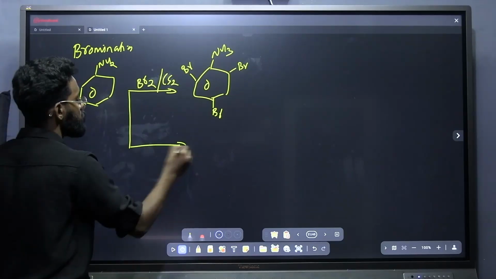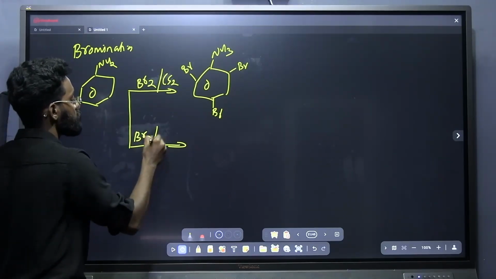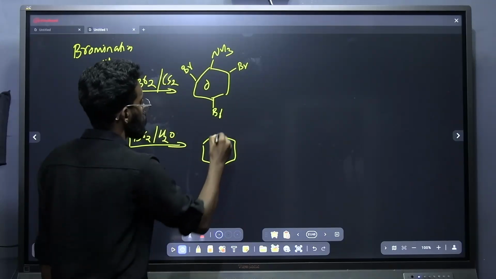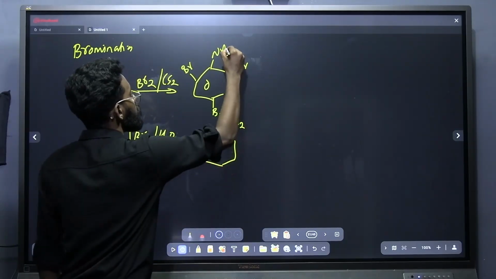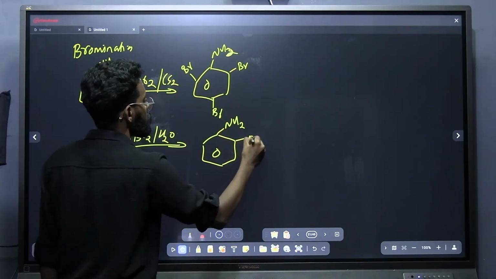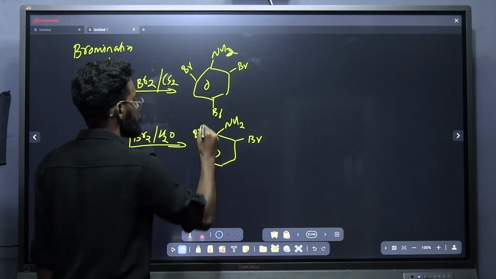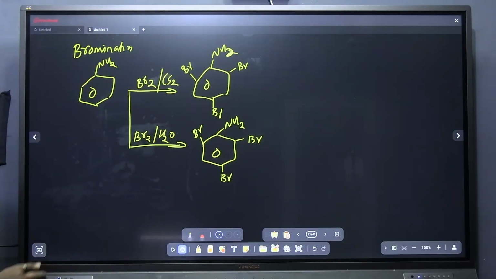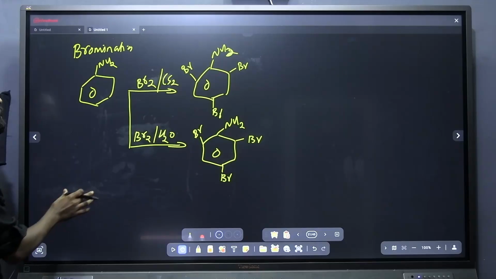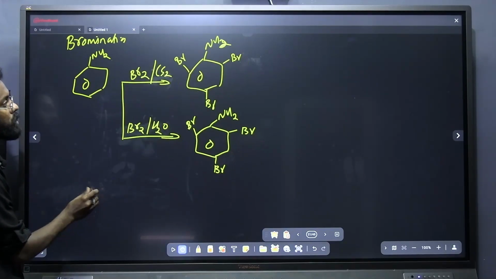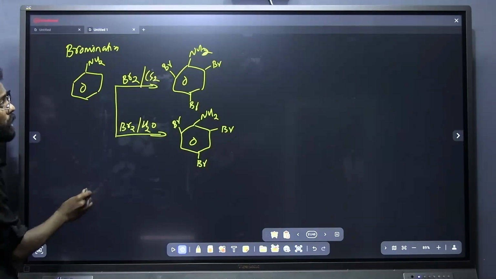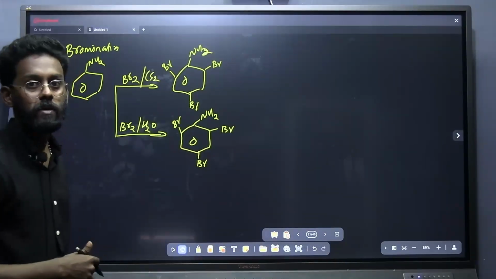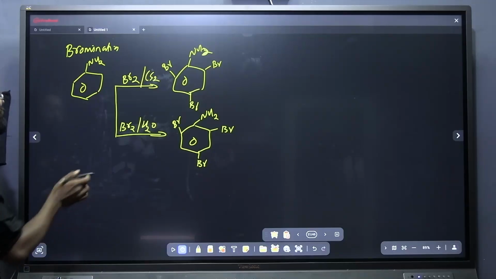And if I am taking a polar solvent, Br2 in presence of water, there also I will be getting tribromoaniline. All these three I will be getting tribromoaniline. But how I can prepare? I won't be getting monobromoaniline by using the direct halogenation reaction. Then how I can prepare?